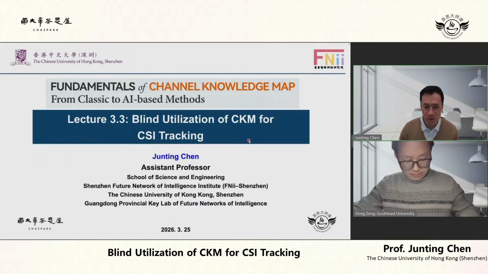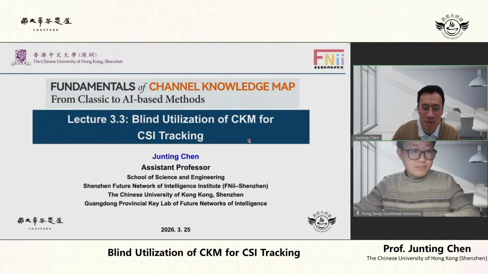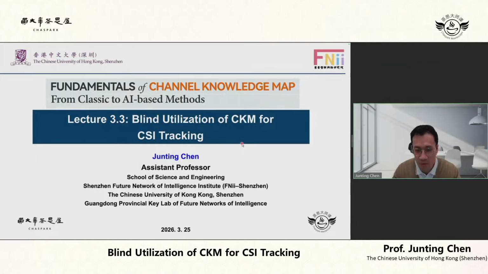Okay, hello everyone, and welcome to the CKM mini course, lecture 3.3. This will be about blind utilization of CKM for CSI tracking. You may have already attended the previous lecture where Professor Zheng and Professor Xu talked about CKM utilization for predictive communications and non-line-of-sight radar sensing. In today's lecture, we'll focus on a slightly narrower topic: the scenario where we do not have location information for free, and how we utilize CKM to assist CSI tracking in this scenario.